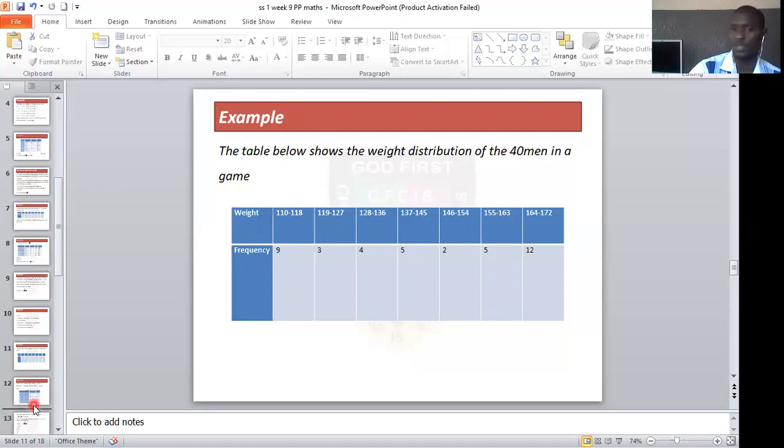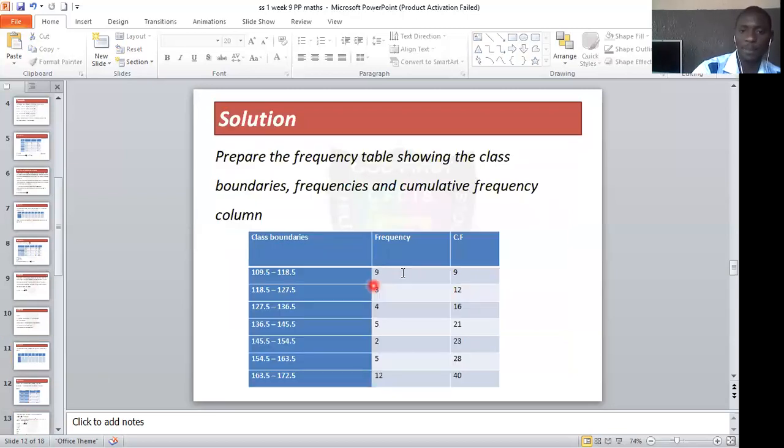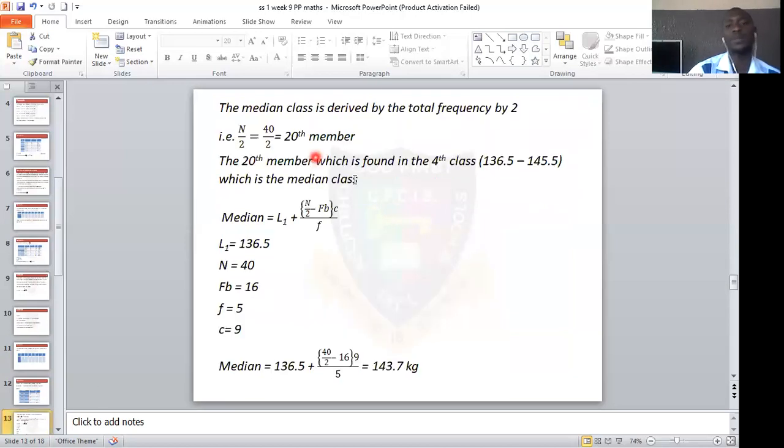So that's how you get your median class. You can follow the frequency table after preparing this. From the cumulative frequencies, 21, it falls within the fourth class here. So the 20th member, which is found in the fourth class, 136.5 to 145.5, is the median class. Automatically you've gotten your L1, the lower class boundary of the median class, which is 136.5, and N, which is 40.